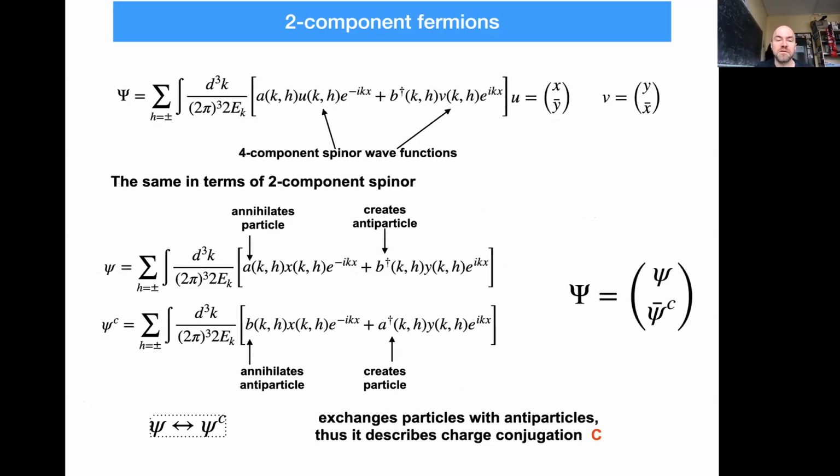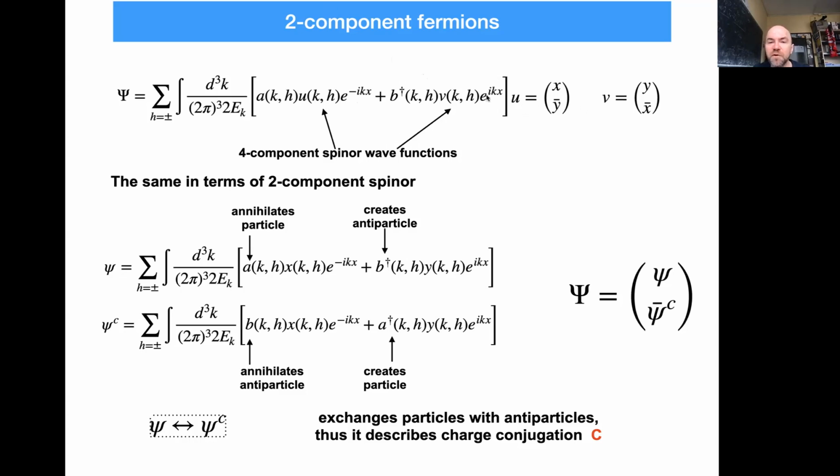What about C? So let us look again at the expansion into creation and annihilation operators, because it's the easiest way to spot how C works. And so for the Dirac fermion, this is the expansion into creation and annihilation operators. So we have a particle with spin, so we sum over two helicities, and then we have an annihilation operator for a particle and a creation operator for the antiparticle. And now we have the 4-component wave functions that enter into this Dirac fermion.